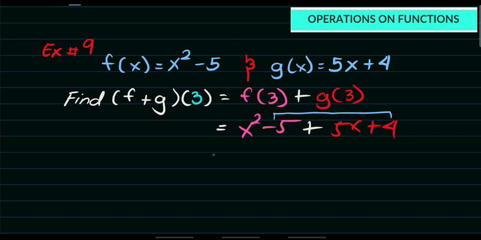So let's simplify. Therefore, this is equals to x squared. Okay, let's copy the value of 5x. So plus 5x and simplify negative 5 plus 4. That is equals to negative 1. Therefore, f plus g of x is equals to x squared plus 5x minus 1. So ito yung isa sa ating mga starting point before natin siyang i-evaluate. Okay? Pero hindi pa siya yung final answer.